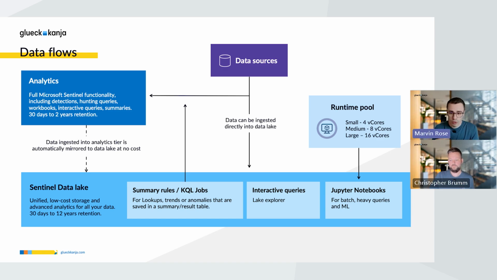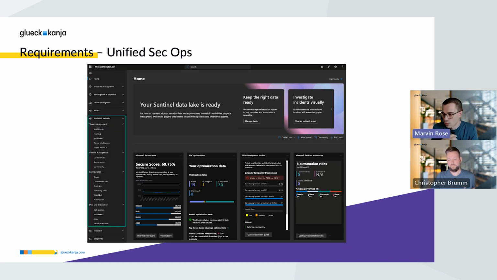So if you're not aware whether you already activated the Unified SecOps portal, I have just a short screenshot which shows you the security portal. And on the left panel, you are able to see the Microsoft Sentinel blade. And then you are able to see, hey, all this stuff should be included here.